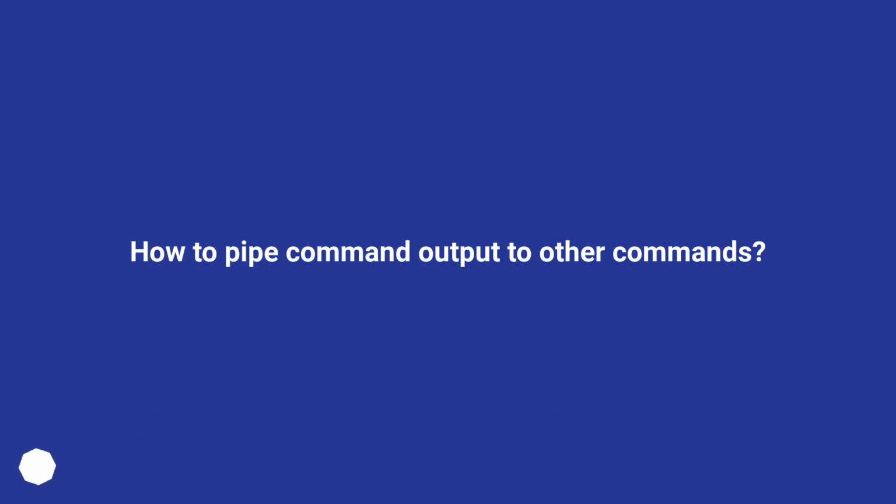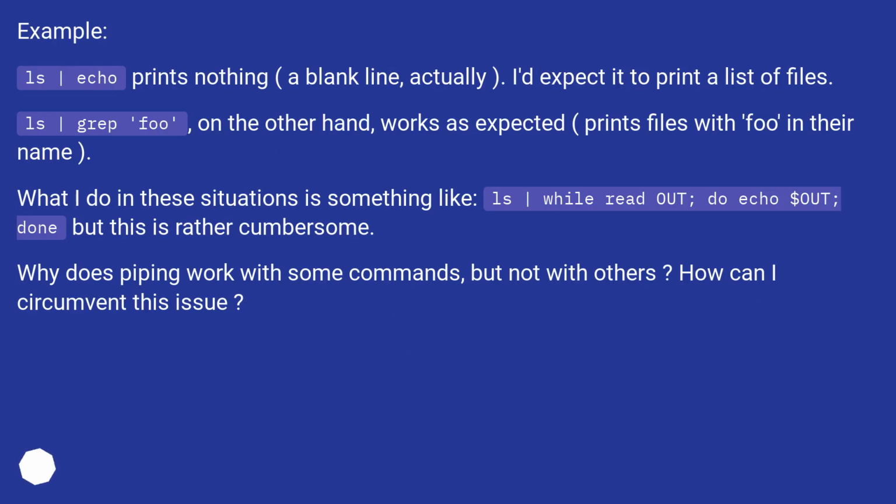How to pipe command output to other commands? Example. ls | echo prints nothing, a blank line. Actually, I'd expect it to print a list of files. ls | grep foo, on the other hand, works as expected, prints files with foo in their name.